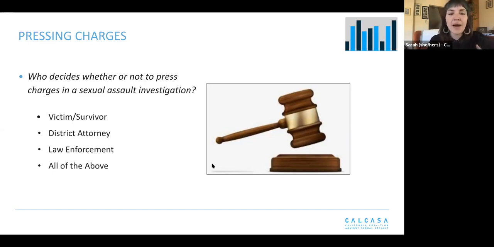And all of the above is not necessarily a wrong answer. You know, these 3 different factors kind of work in tandem with one another, and they all have influence as to whether or not the decision gets made. But the answer that we were looking for in this situation was district attorney. So, you know, who ultimately is the deciding factor.